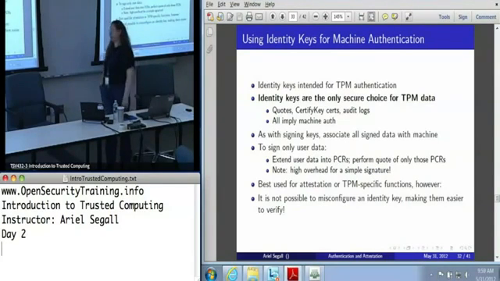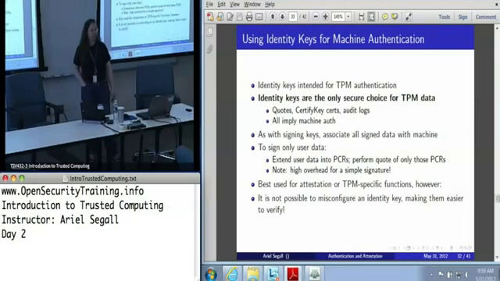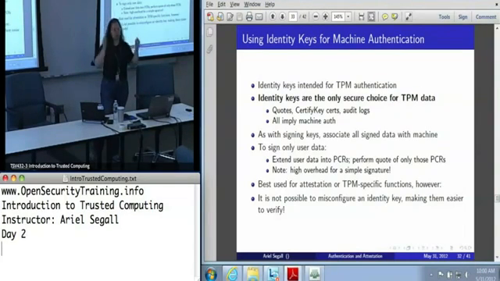The other thing about identity keys, though, is you cannot misconfigure an identity key. When you're dealing with signing keys, you can create one that's migratable. That means that if I'm using a signing key for authentication, I need to check the certificates to make sure it's not migratable. I need to check the certificate to make sure that it is, in fact, a SHA-1 key, and given that it's a SHA-1 key, that it's not signing TPM data.